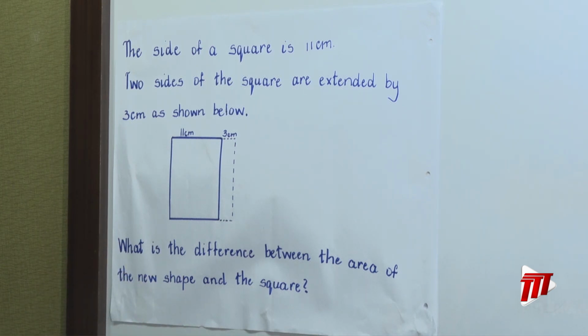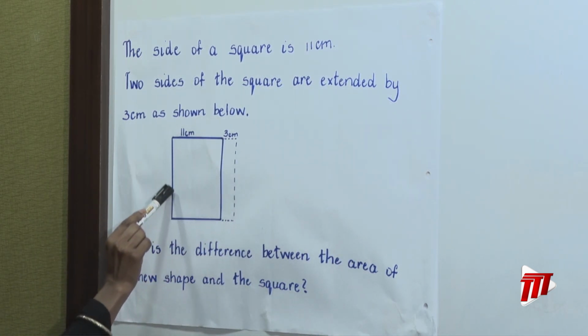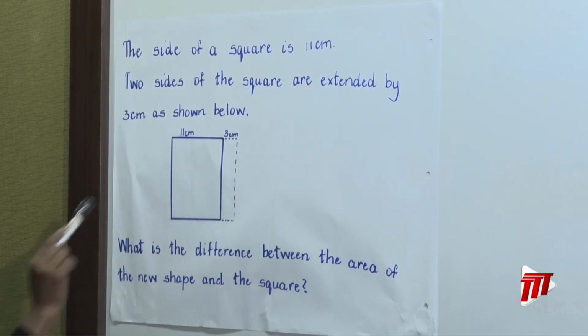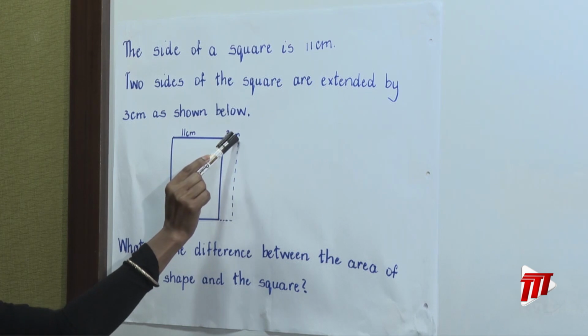A lot of information there. Let's read it again. The side of a square is 11 centimeters. 2 sides of the square are extended by 3 centimeters as shown below. What is the difference between the area of the new shape and the square? All right. So what do we know? This is our square here. Are you seeing that? And the new shape was extended by 3 centimeters. Are you seeing that?